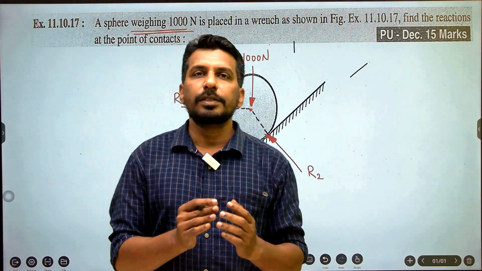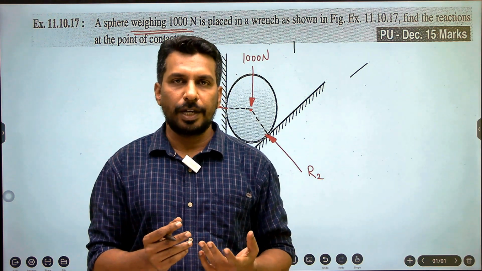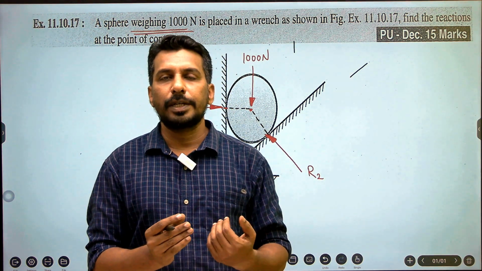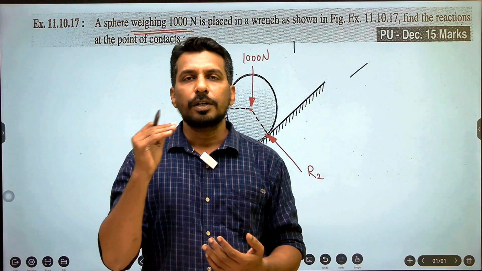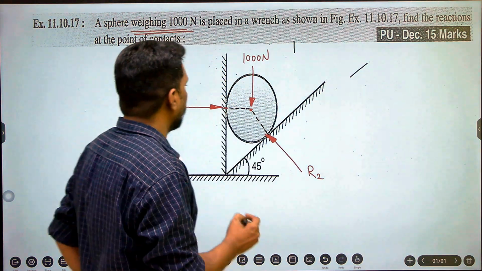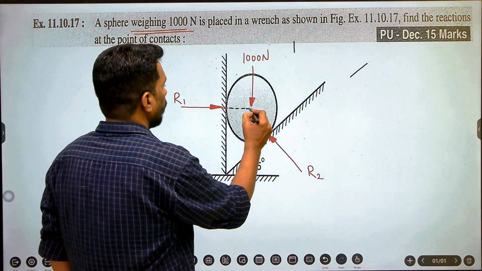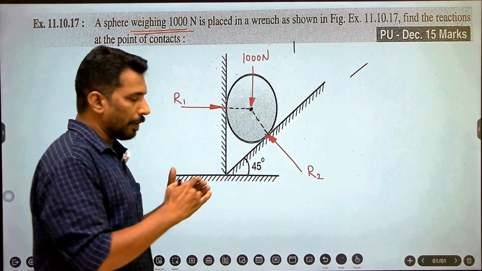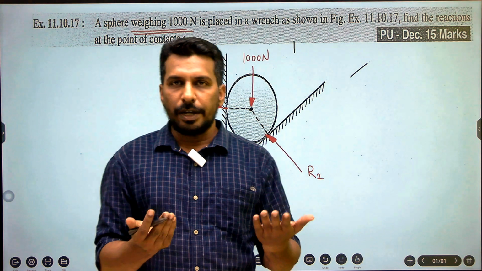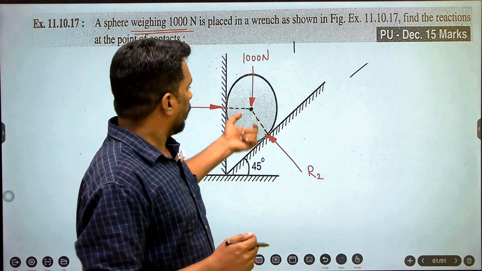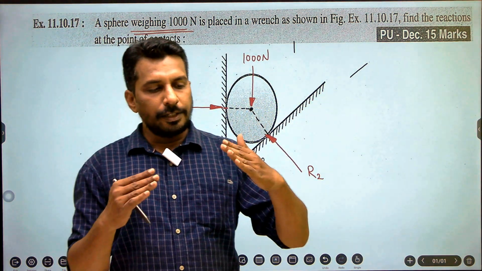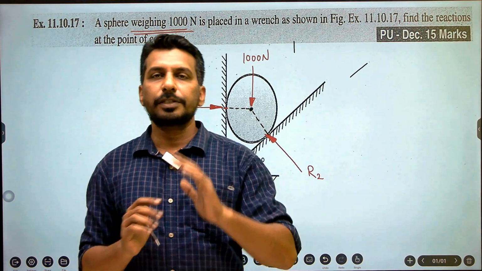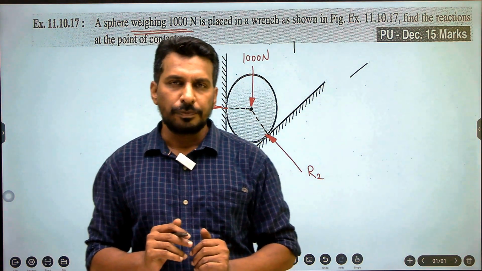At the same time, they must have the same direction, either tensile or compressive, meaning either away from the point or towards the point. So here you can see all the forces are towards the center. They are acting towards the center, so they are all compressive. Initially we have assumed that these are of compressive nature and acting towards the center. So the direction is the same for all three forces.